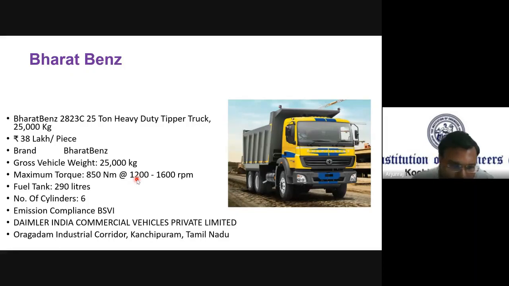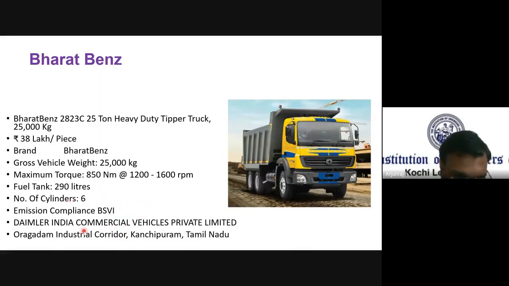But you see here the capacity of the fuel tank is slightly lesser, 290 liter, and the maximum torque is going to come up to 850 Newton meter at 1200 to 1600 RPM. The number of cylinders is 6, and again, it is going to comply with Euro 6 norms or BS6. In India you call it BS6, and in Europe, you call it Euro 6.